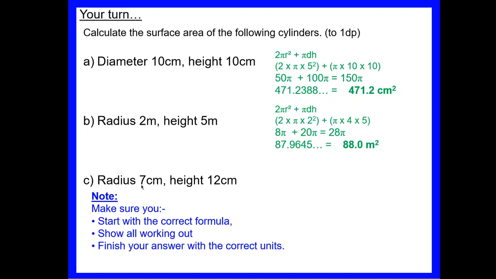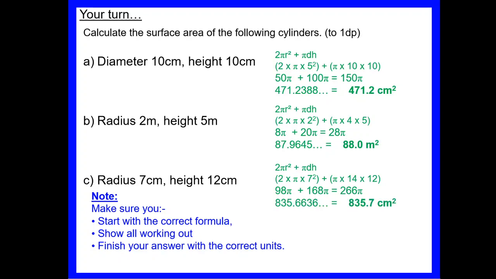Our last one then, again, we've been given the radius of 7, so we know the diameter is going to be 14, and we know the height is 12. So let's pop those in there. So 2 times pi times 7 squared plus pi times 14 times 12 gives us 98 pi plus 168 pi, which is 266 pi. As a decimal, 835.6636, etc., rounded, 835.7 centimeters squared this time. Make sure you've marked your work and that you're happy with those before you move on.